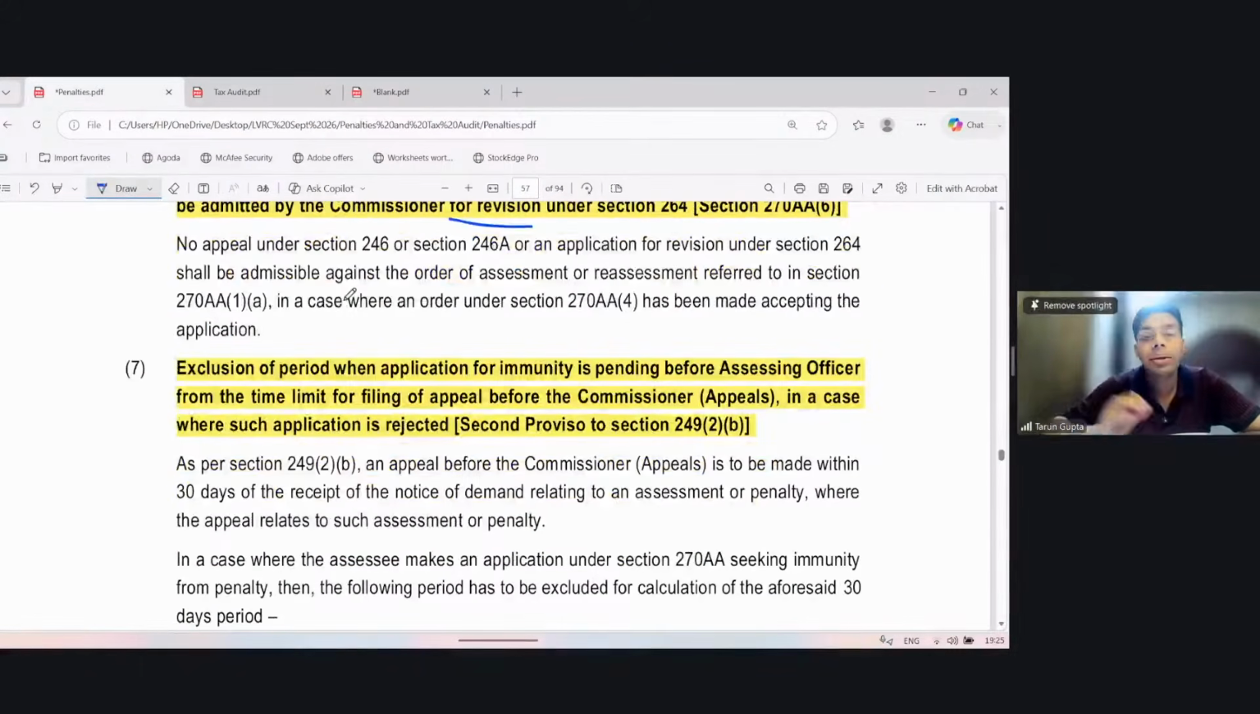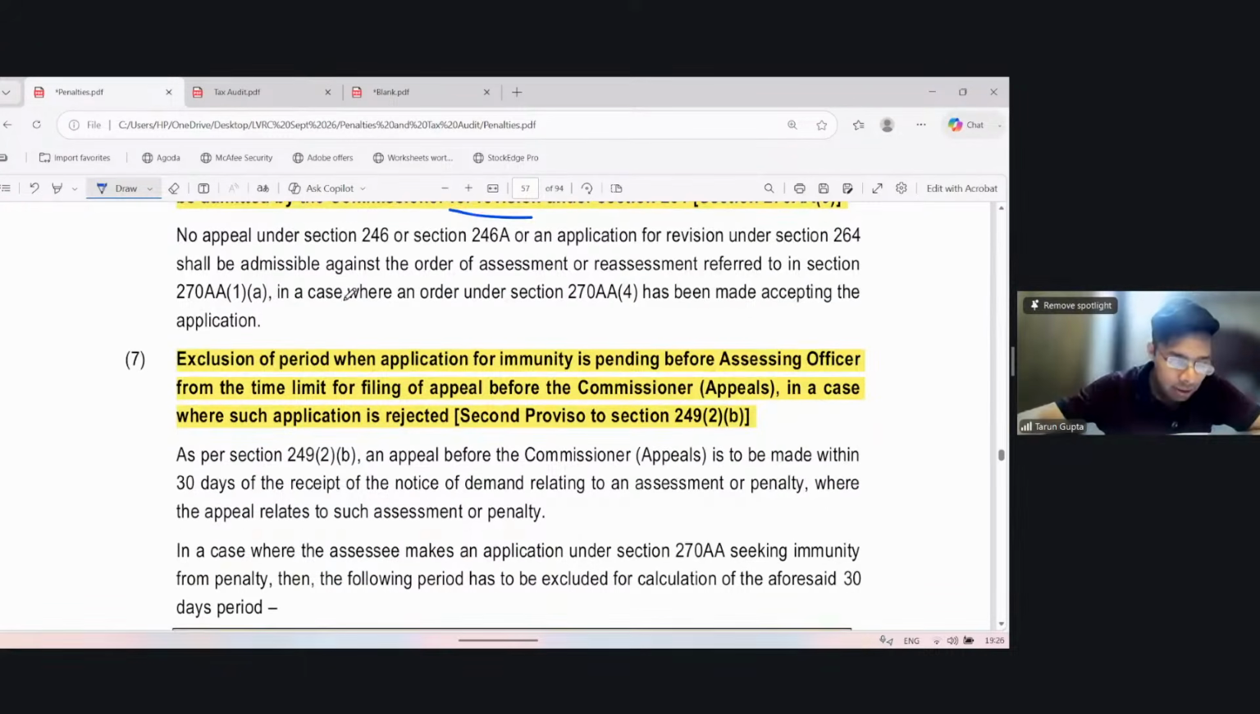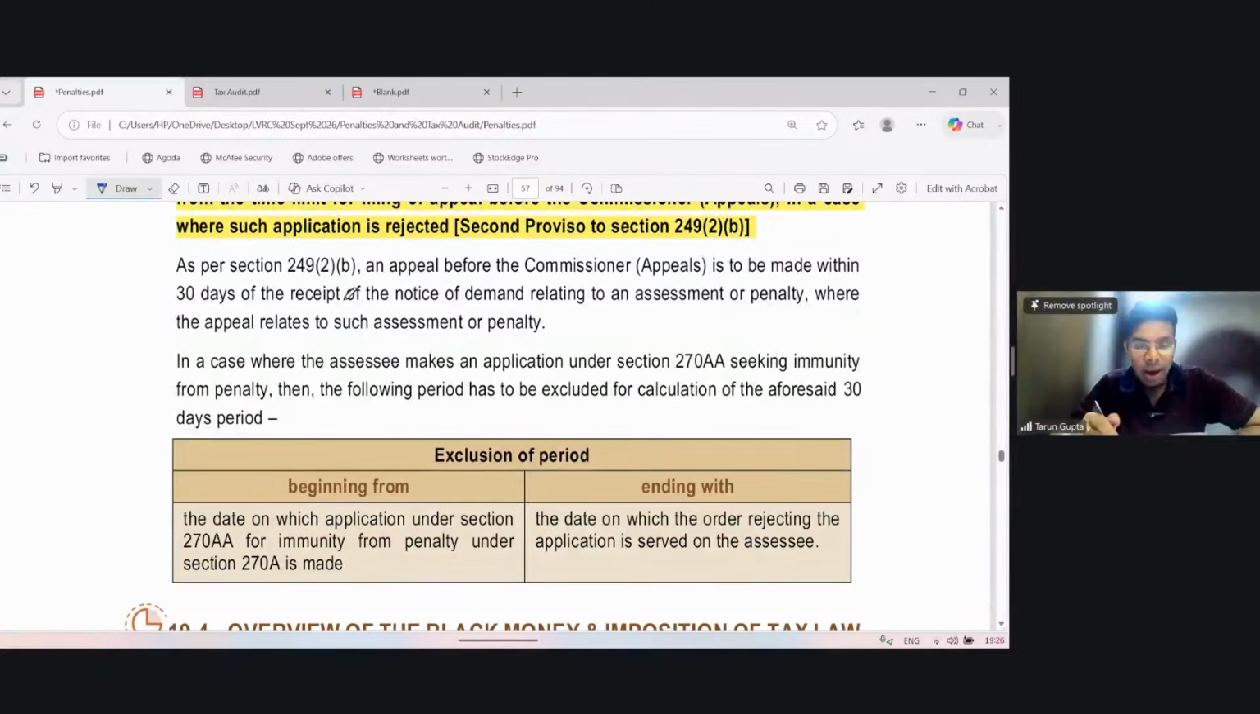It says in any such situation, the time taken in proceedings under section 270AA shall be excluded for computing the period of 30 days in which the appeal is to be filed. So what it says is that, as per section 249, an appeal is to be made within 30 days of receipt of notice of demand related to assessment of penalty, where the appeal is related to assessment of penalty.